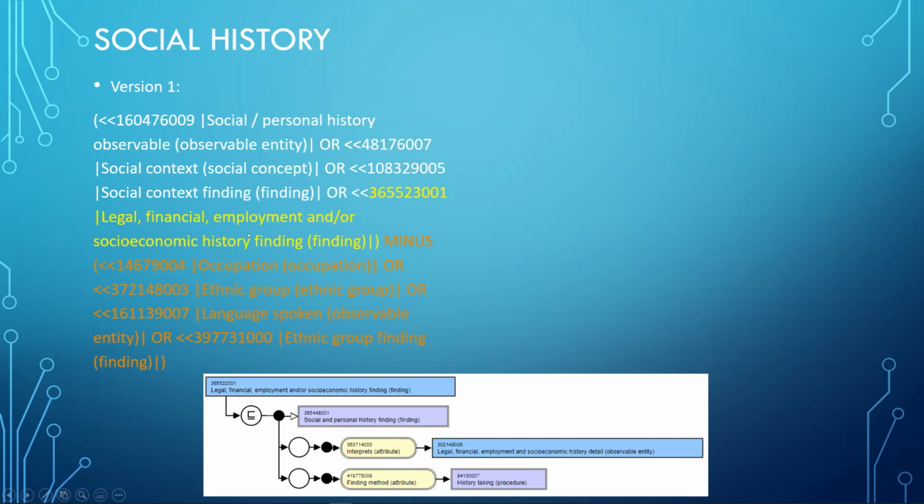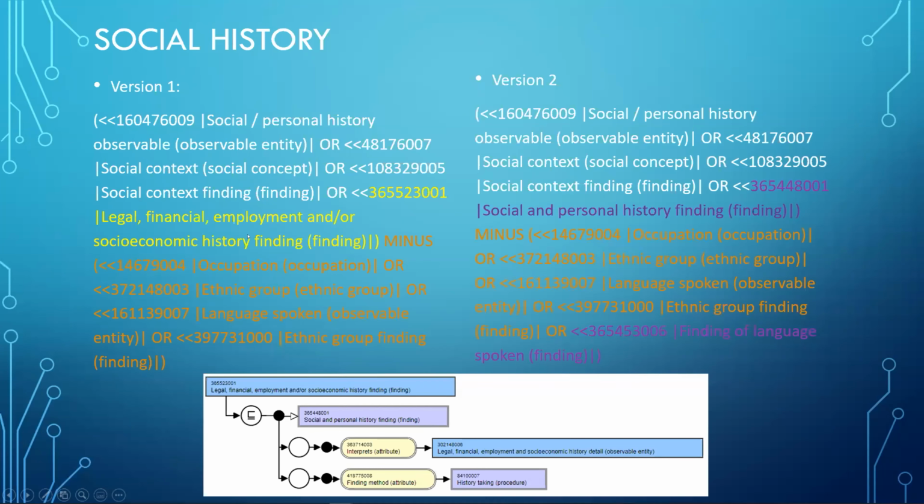But this caused us a problem, and what we did was change it so that we extended it to include social and personal history finding, to increase the scope to make sure that we were picking everything up, but then added this to the exclusion to make sure that we weren't duplicating language in the social history, whereas language is already populating another area within the form. So again, the ontology has proved extremely powerful as a way of dealing with populating the form appropriately.